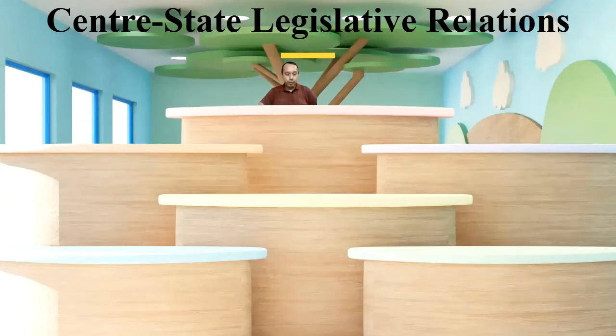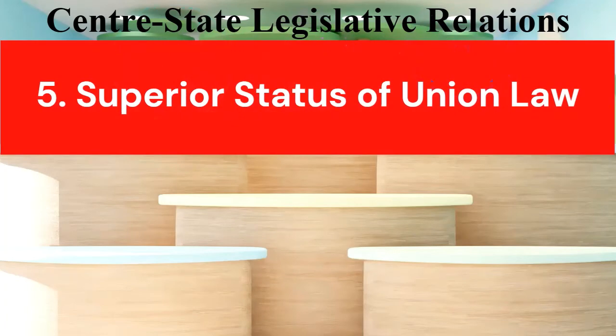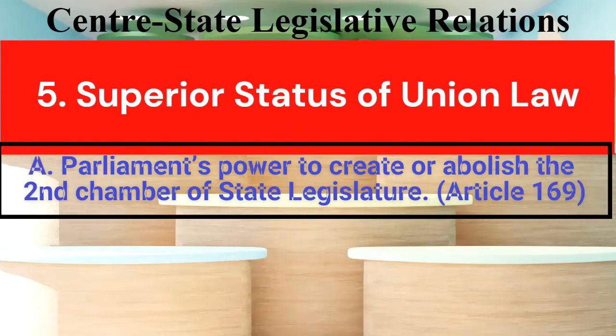There are also certain provisions which directly establish the superior status of the union over the states. For example, according to Article 169, the Parliament has the power to create or abolish the second chamber of the State Assembly, that is the Legislative Council or Bidhan Council. So, a state legislature can be either unicameral or bicameral. Unicameral means consisting of one house, just the Legislative Assembly. And bicameral means the existence of two houses in the state legislature, the Legislative Assembly and the Legislative Council or Bidhan Council.